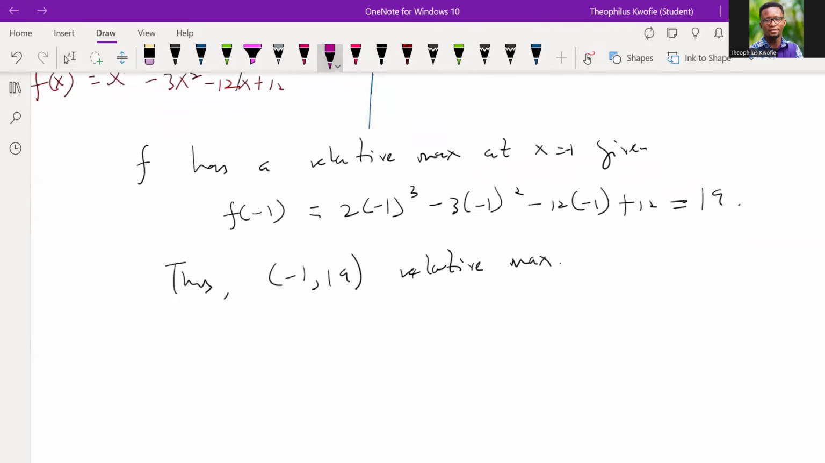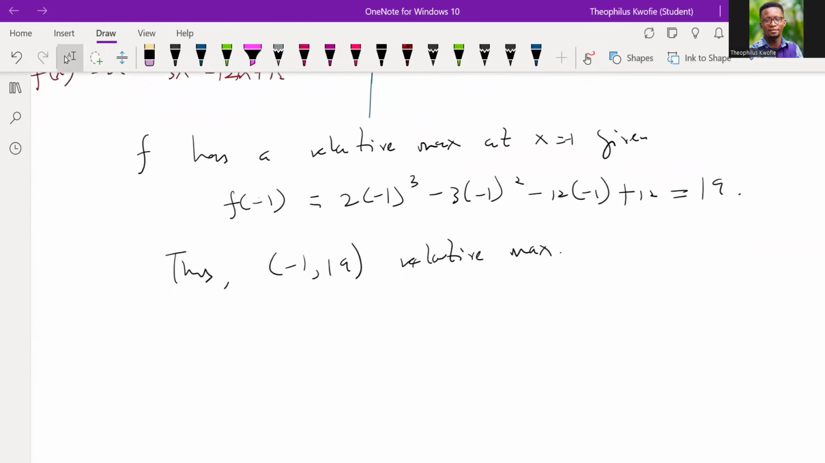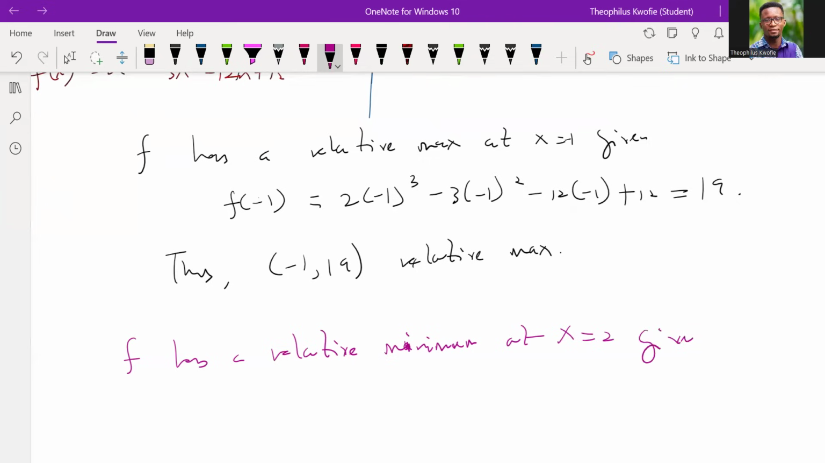But then remember, we have another critical point. We also saw that f has a relative minimum at x equal to 2. Why did we say so? Because around the critical point 2, the graph of the function went down, then went up. It first came down, then went up again, which shows there should be a minimum somewhere at the bottom. Is that okay?